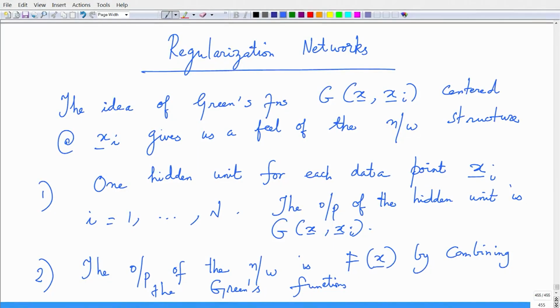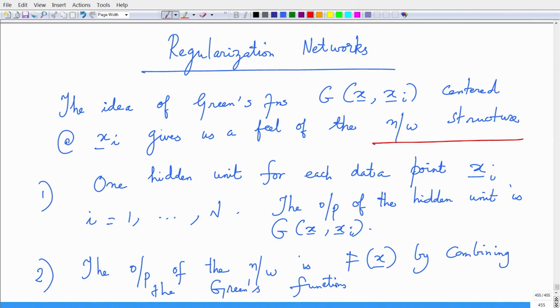That means, instead of having a Gaussian based unit in my hidden unit of my RBF network, I replace it with a general Green's function unit. Okay. And let us make some simplifications of how we can arrive at this network. The idea of Green's functions g of x comma xi centered at xi gives us a feel of the network structure. It is very important.